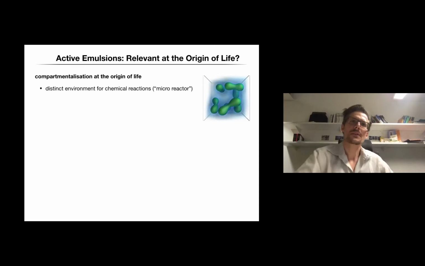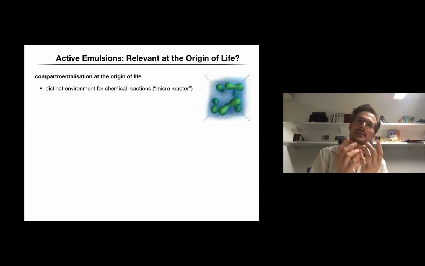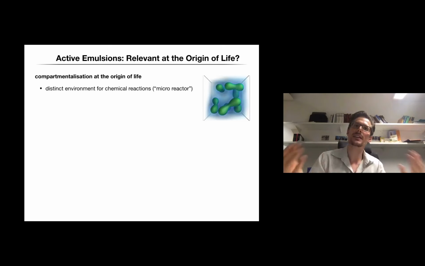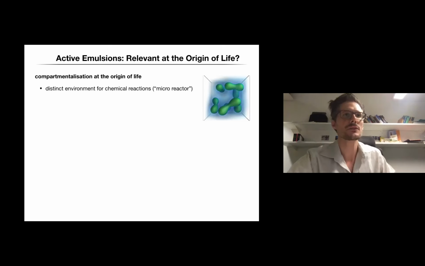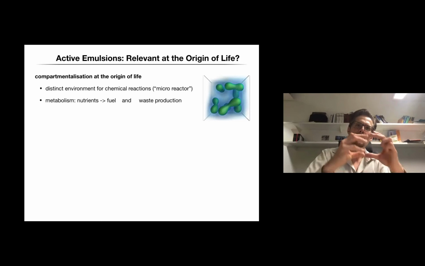But there are, of course, others, because, for example, droplets offer you a distinct chemical environment inside. So that's a little bit the basic idea of a microreactor. So the inside is different, the reaction rates are different, I can accumulate molecules, and that's ideal to run biochemical reactions inside. But also you can host chemical reactions just inside, which do not exist at the outside.